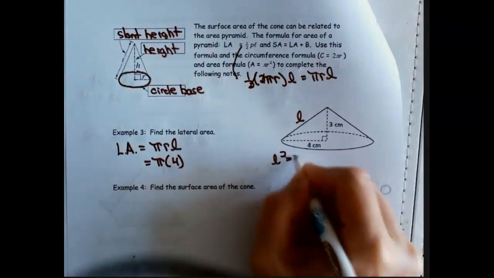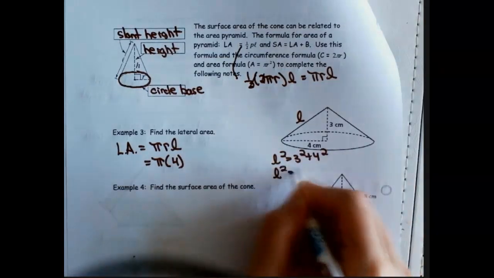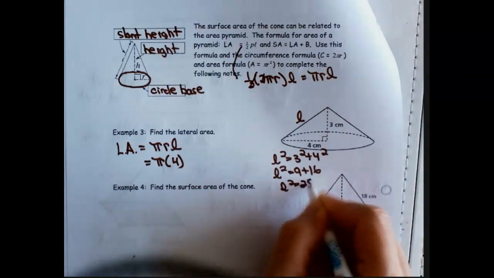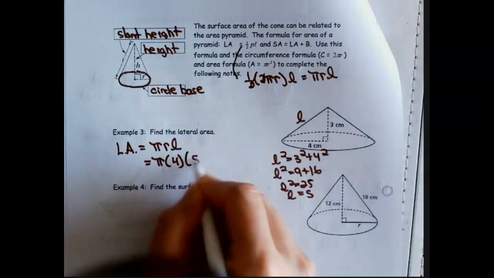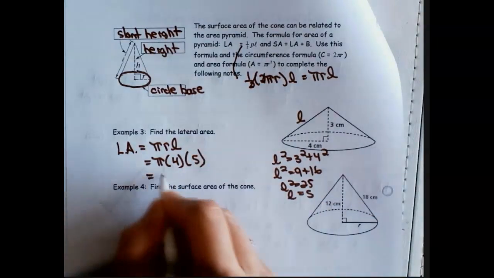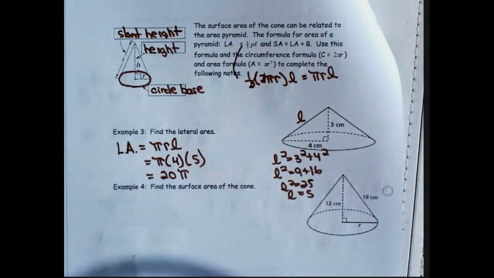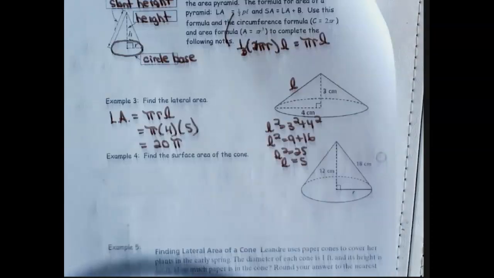So we can go and use Pythagorean's theorem. We end up with L squared is 25, so we know the slant height is equal to 5. Finally, finishing that up, we end up with a lateral area of 20 pi. All right, let's go on to the next one.